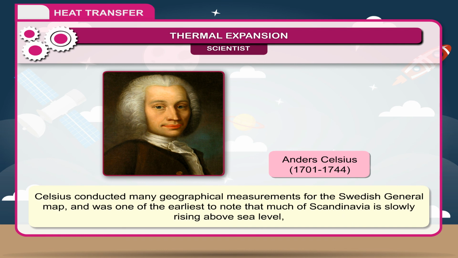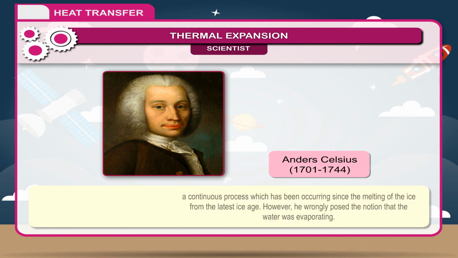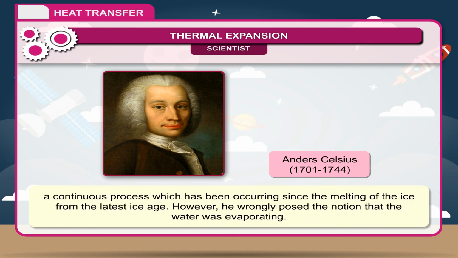Celsius conducted many geographical measurements for the Swedish general map and was one of the earliest to note that much of Scandinavia is slowly rising above sea level, a continuous process which has been occurring since the melting of the ice from the latest ice age. However, he wrongly posed the notion that water was evaporating.